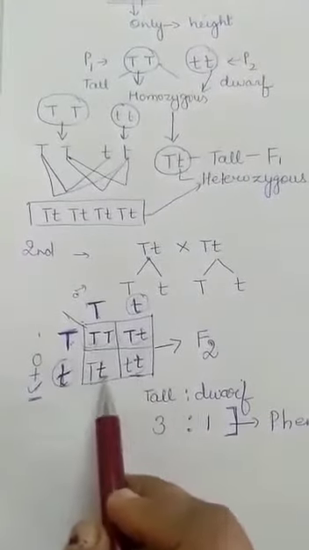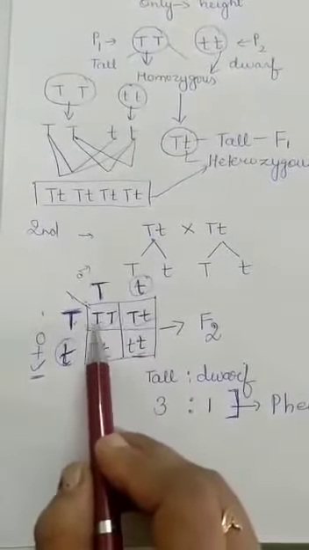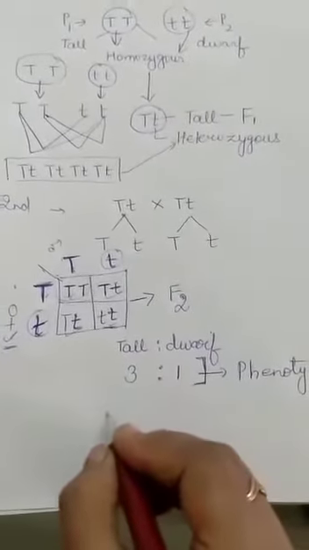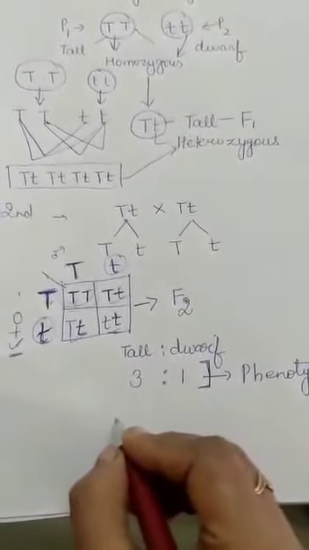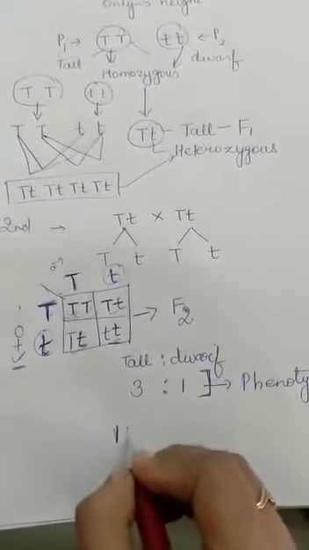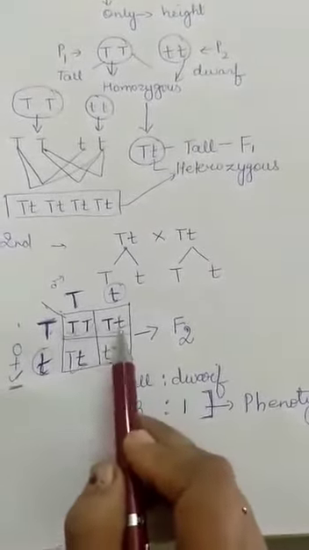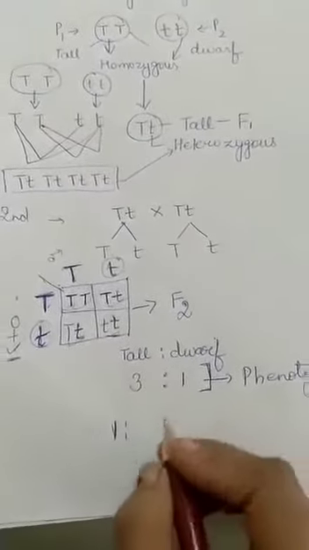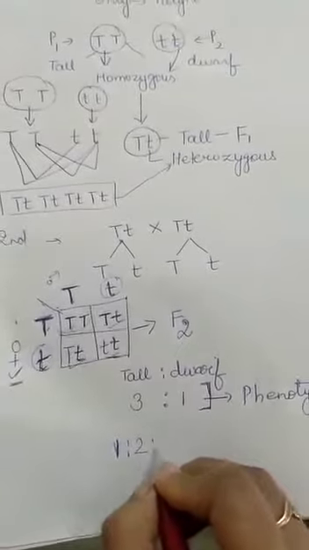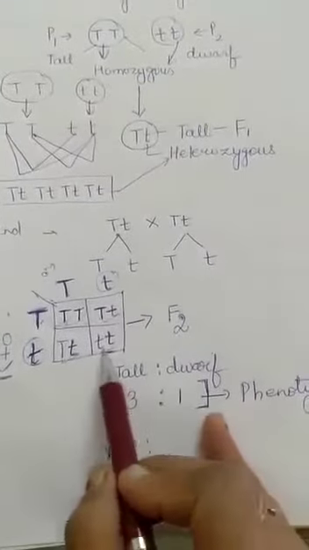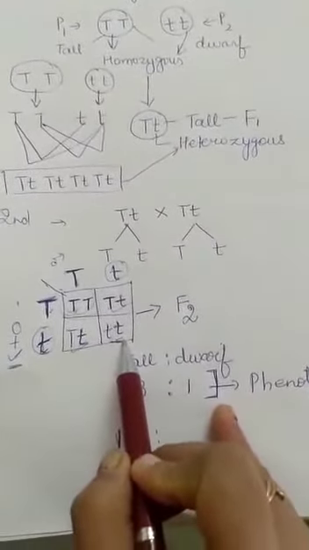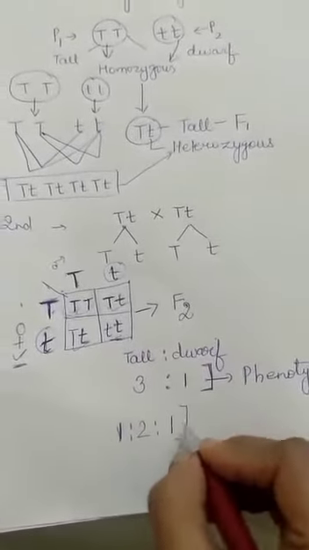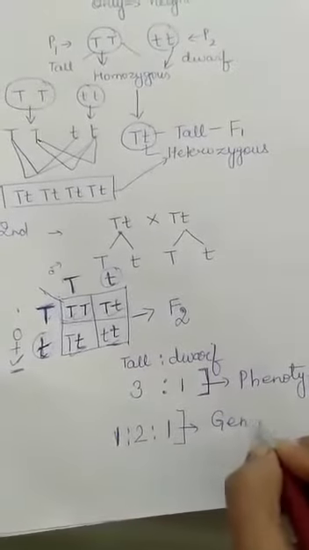If we go into the details and check the genotypic ratio, then this TT, is there any other in this checkerboard which has this type of genome? Capital T and capital T? No. So how many plants with capital T and capital T? Only one. Then capital T and small t. How many plants with this type of genetic makeup? 2. And how many plants with small t and small t? 1. So this 1 is to 2 is to 1 became the genotypic ratio.